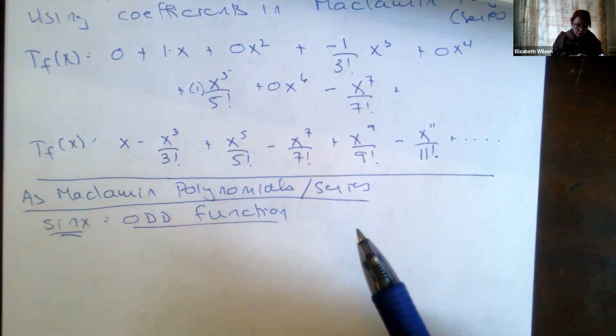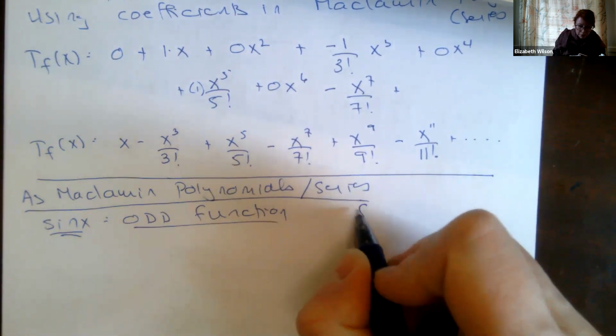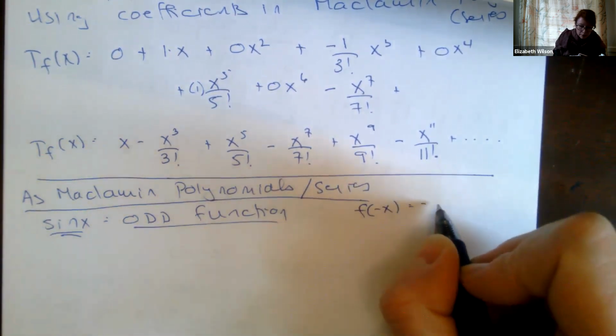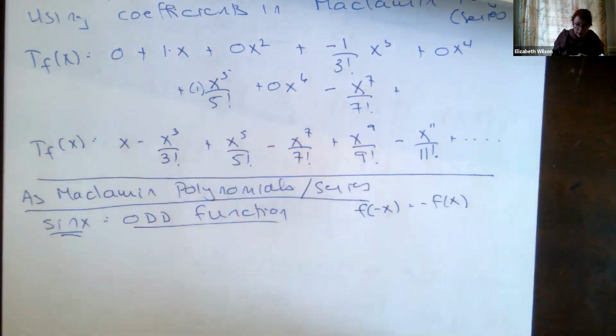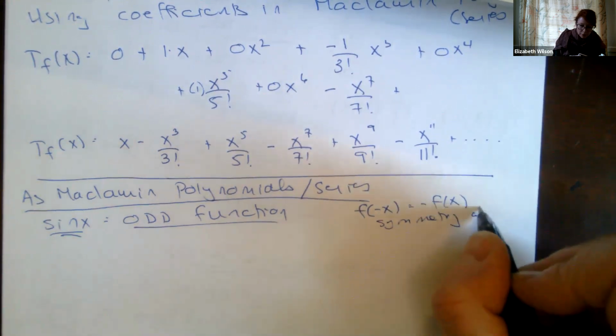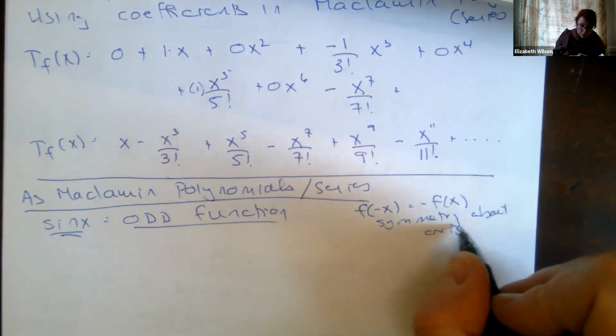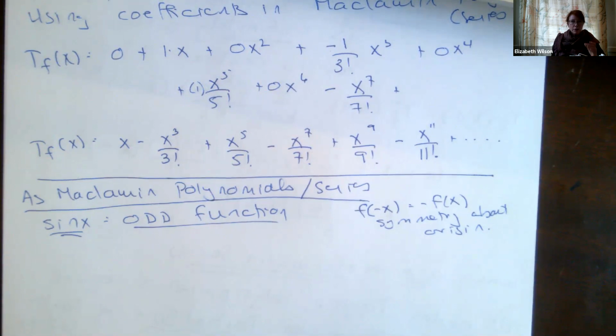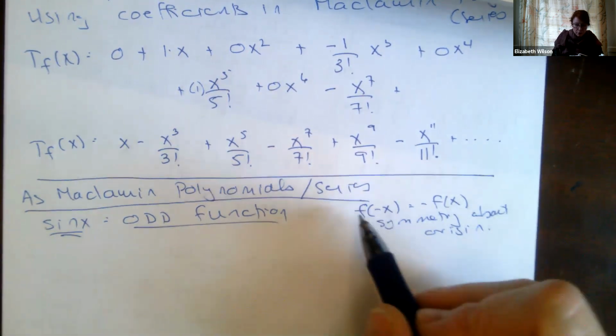So an odd function, if I do f of minus x, I get minus f of x, and there's symmetry about the origin for a sine function. The graph has a symmetry about the origin. This is your big one.